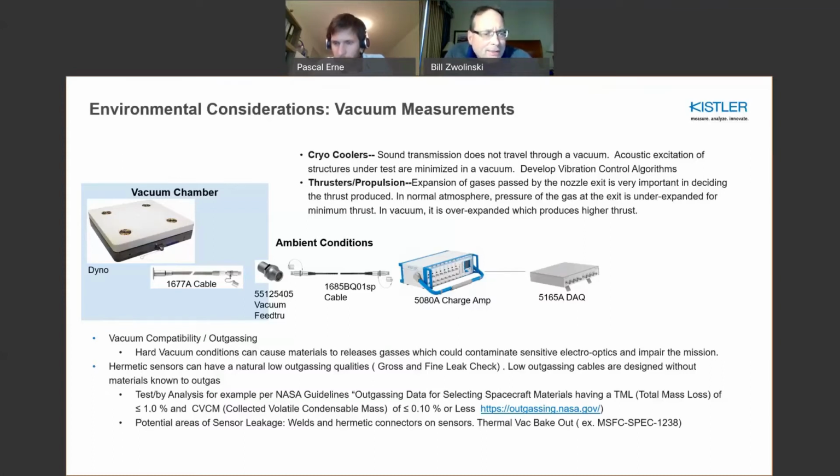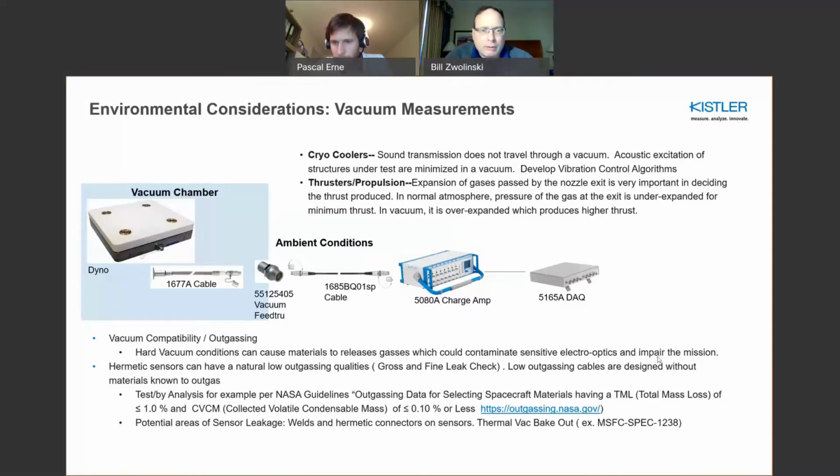There are guidelines, obviously. I referenced NASA guidelines for outgassing, which are pretty comprehensive in terms of the types of materials and what is known to be good and not good and so forth. And obviously, there are test labs that can test to that degree as well. So in terms of vacuum applications, low outgassing cabling and sensors are quite critical.